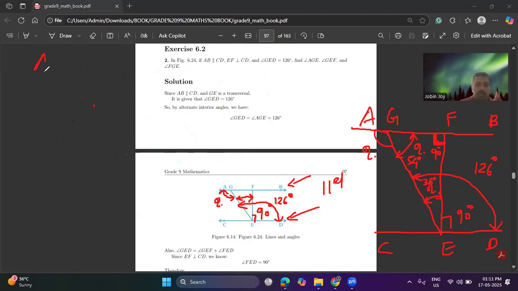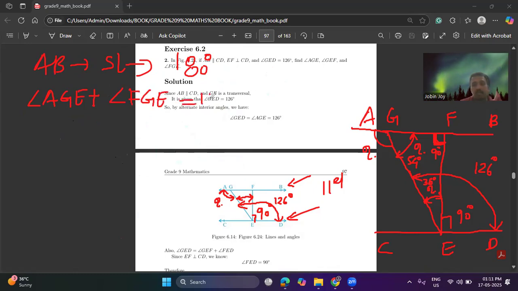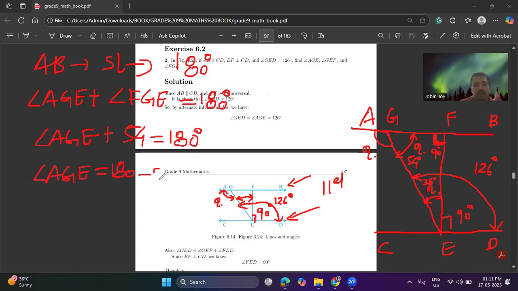So AB is a straight line. That means we know that a straight angle is 180 degrees. So I can write angle AGE plus angle FGE is equal to 180 degrees. Angle FGE is 54 degrees, so angle AGE plus 54 is equal to 180 degrees. So angle AGE is equal to 180 minus 54. What is 180 minus 54? 126 degrees. So the answer is 126 degrees.